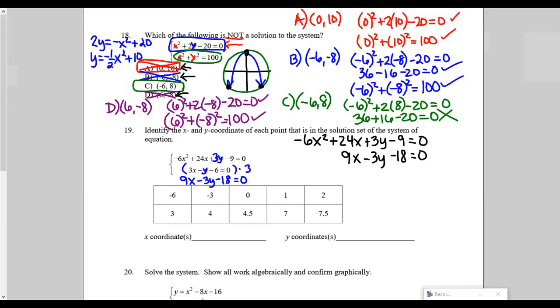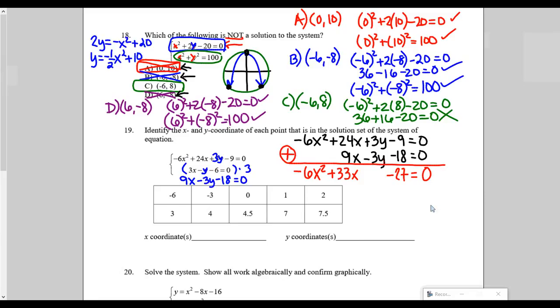Okay, so I can now add these two equations together. If I do that, I don't have any x squareds to put together, so I still have negative 6x squared. 24x plus 9x is 33x. 3y and minus 3y is 0. That's what I've done. I've eliminated them. And then negative 9 and negative 18 is negative 27. 0 and 0 is 0.